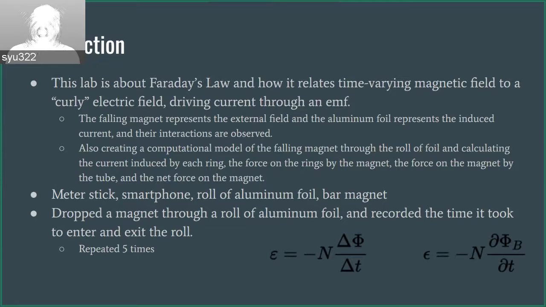The materials needed for this lab were a meter stick, smartphone, a roll of aluminum foil, and a bar magnet. So as I said before, we dropped the magnet through a roll of aluminum foil and recorded the time it took for the magnet to enter and exit the roll of aluminum foil. And we repeated this 5 times and took the average. These two equations on the bottom right, the first one is Faraday's law and the second one is Lenz's law. It's just a couple of laws that we've used in this lab.